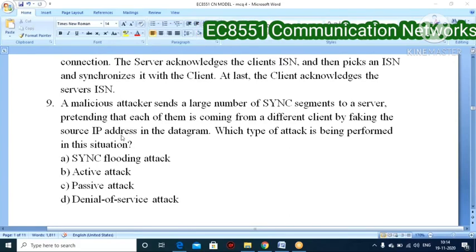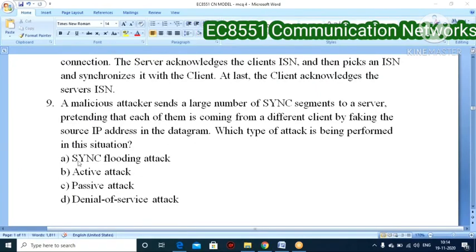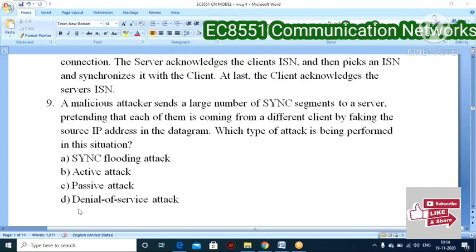This is most probably asked in interviews. Option A is SYN flooding attack. Option B, active attack. Option C, passive attack. Option D, denial of service attack.